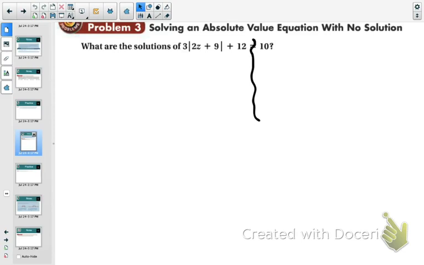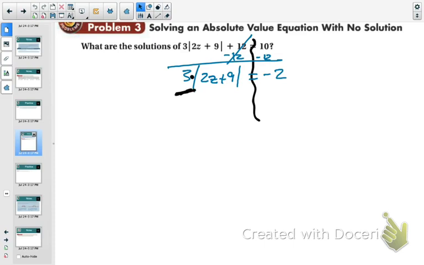So we're going to subtract 12 first from both sides. Those are going to cancel. Then we get 3 absolute value, 2z plus 9 equals negative 2. And then this 3 right here we can't distribute because absolute value is not the same as parentheses. So instead of distributing, this is 3 times the absolute value.